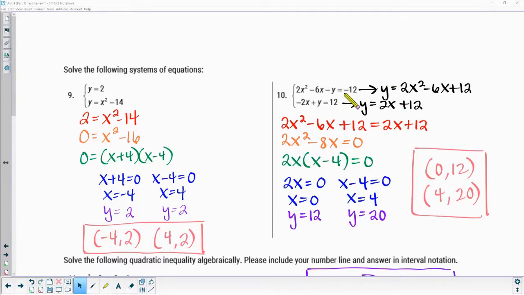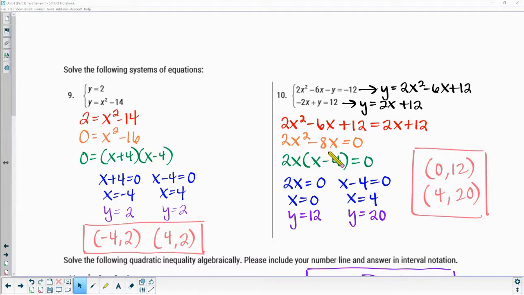I had to get both equations to have y by itself on one side. So for this one, I went ahead and added y and then added 12. And for this one, I went ahead and added 2x to both sides. Once they're in this form, we can set them equal to each other, and we want to move everything to one side of the equation. So I subtracted 2x and I subtracted 12 from both sides. Now that left me with 2x squared minus 8x equals 0.